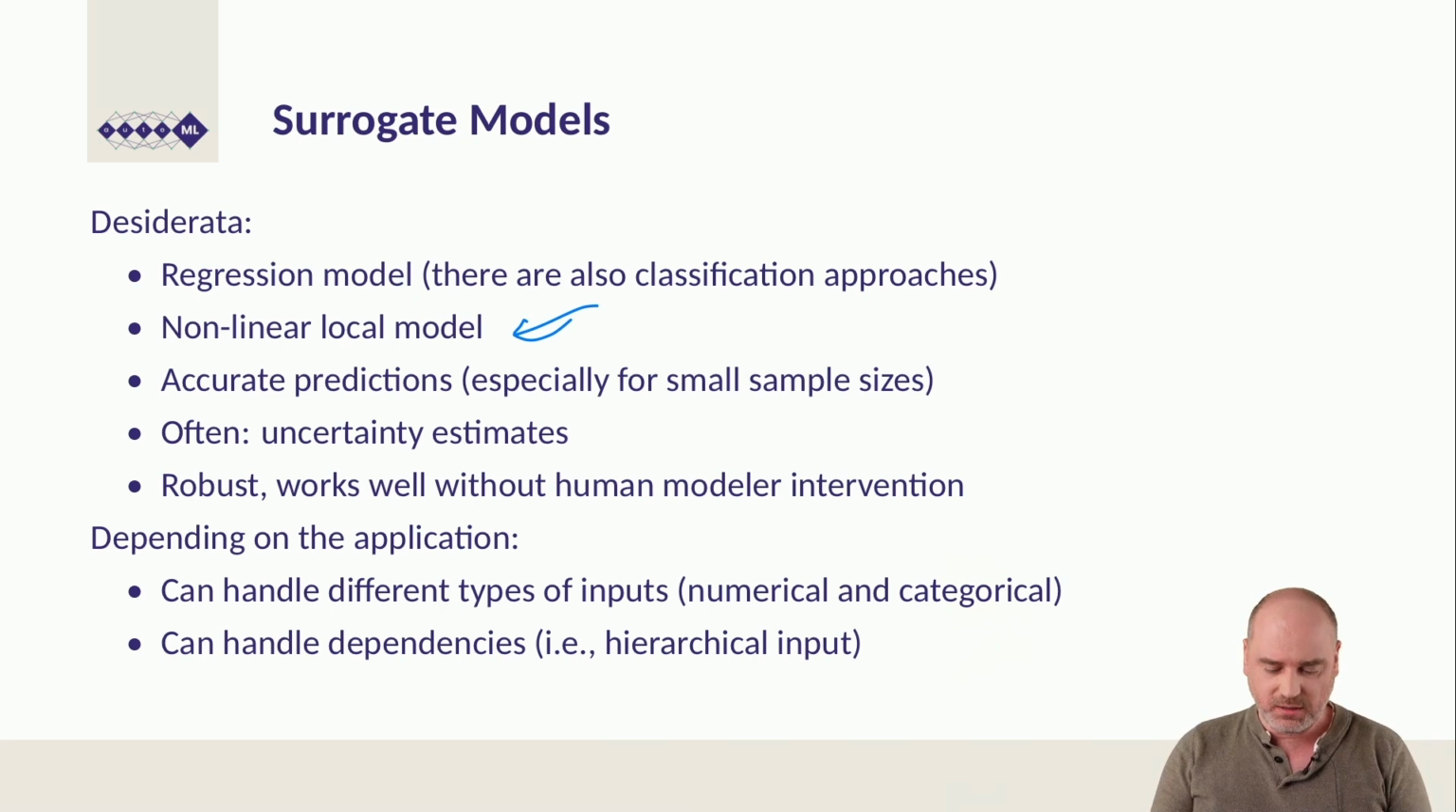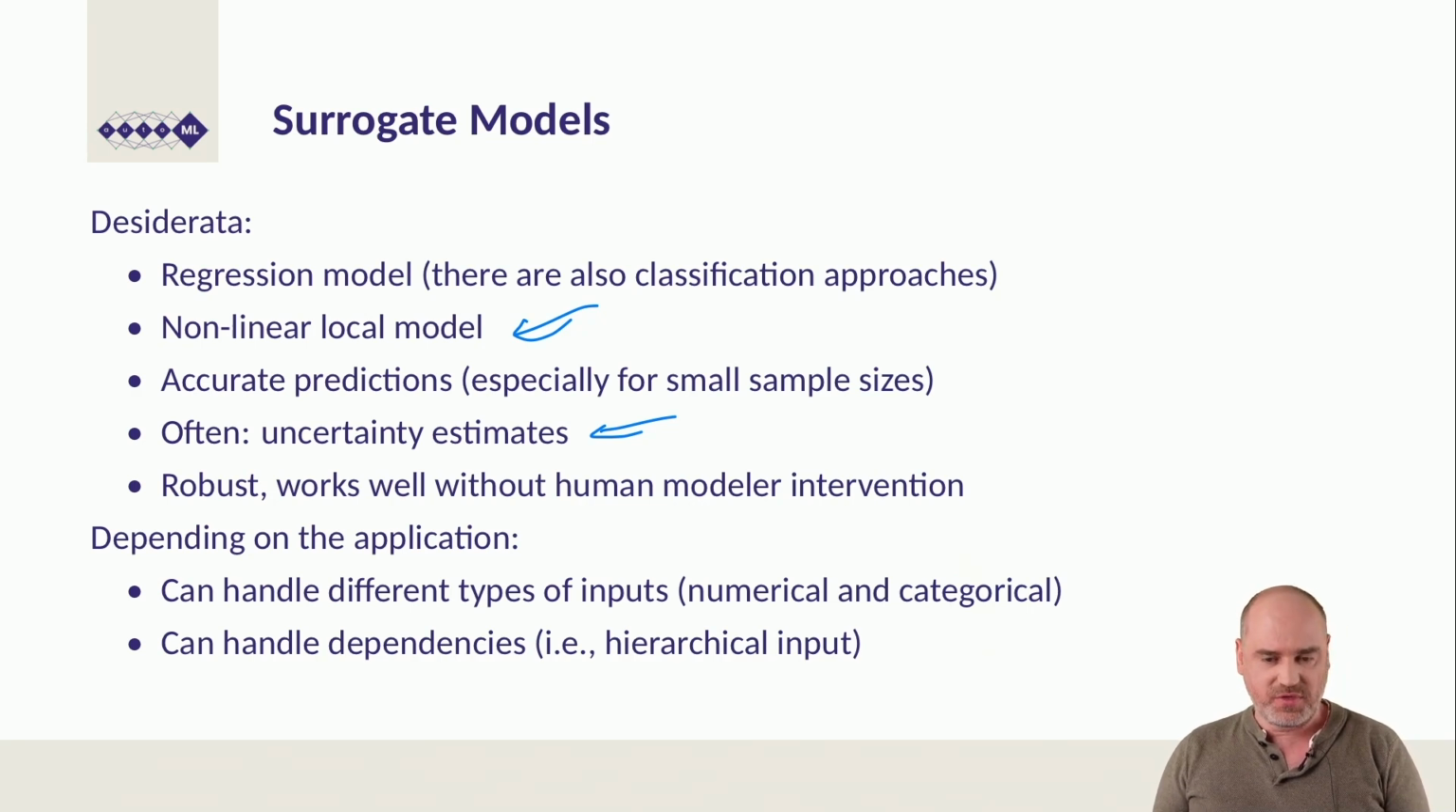And as you will see later on, uncertainty estimates are usually required. So we will not only need a posterior mean prediction, but also something like a posterior standard deviation, a posterior variance. And hopefully the model should be quite robust. So it should work well without any human modeler intervention. It should run automatically in our Bayesian optimization loop and not crash or query back to the human modeler about some choices for the model, so to speak.